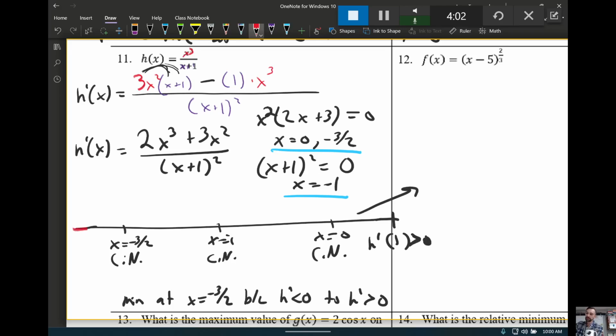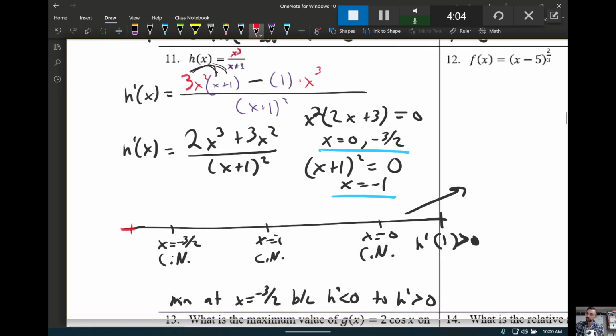I don't know, test something out here. Maybe -2. This one's a little bit harder, but the denominator is always positive because it's squared. 2 times -8 plus 3 times 4. That would be -16 plus 12. That's negative. Negative over a positive is negative. So you have to be careful with the arithmetic, even though we don't have to get the exact value. We still got to get close.